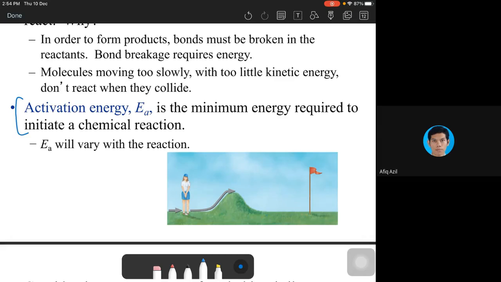So activation energy is the minimum energy required to initiate a chemical reaction. Okay, so this is the definition for activation energy, and the values of EA will differ for every reaction. EA will vary with the types of reactions that you are doing.